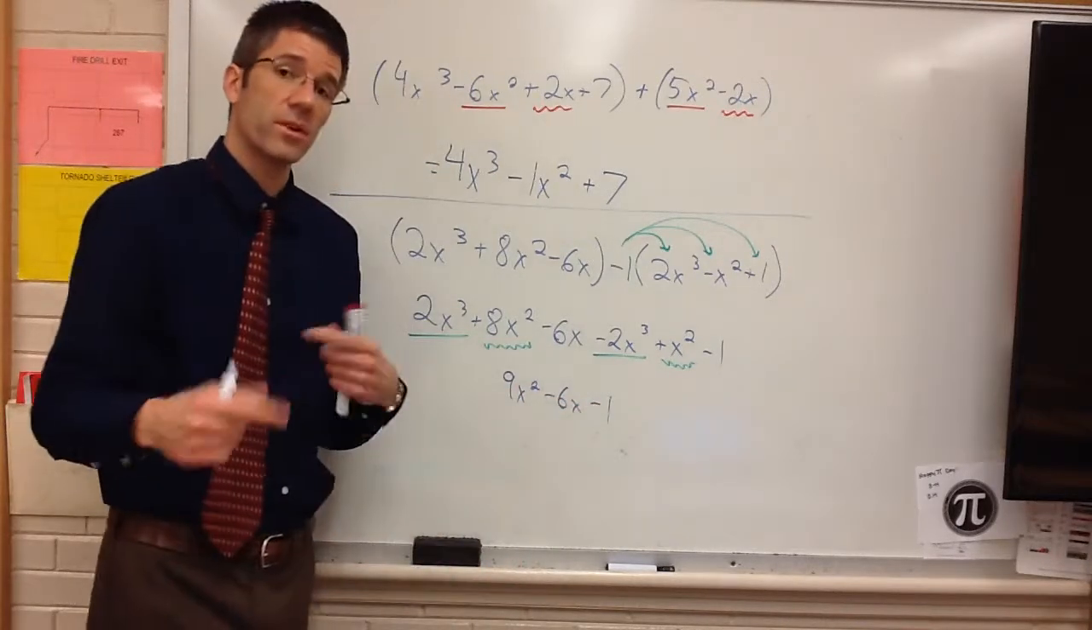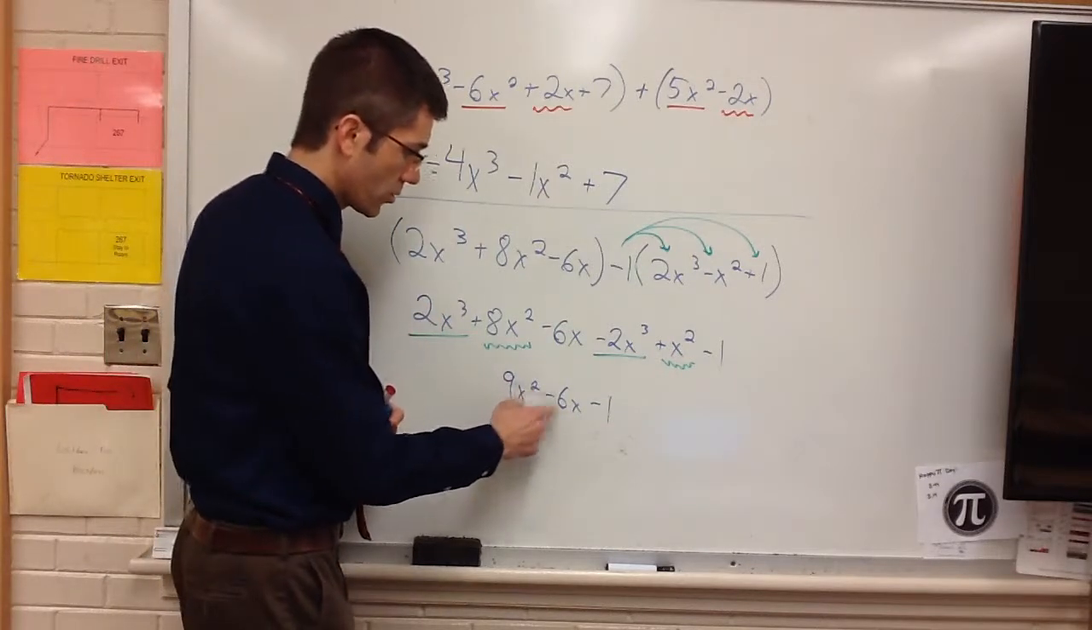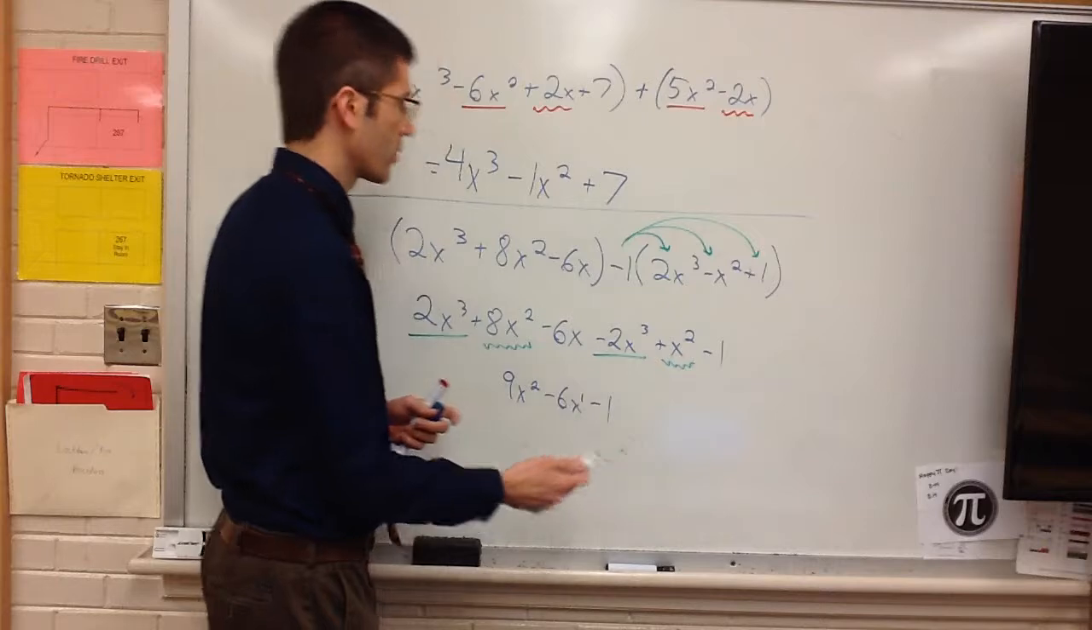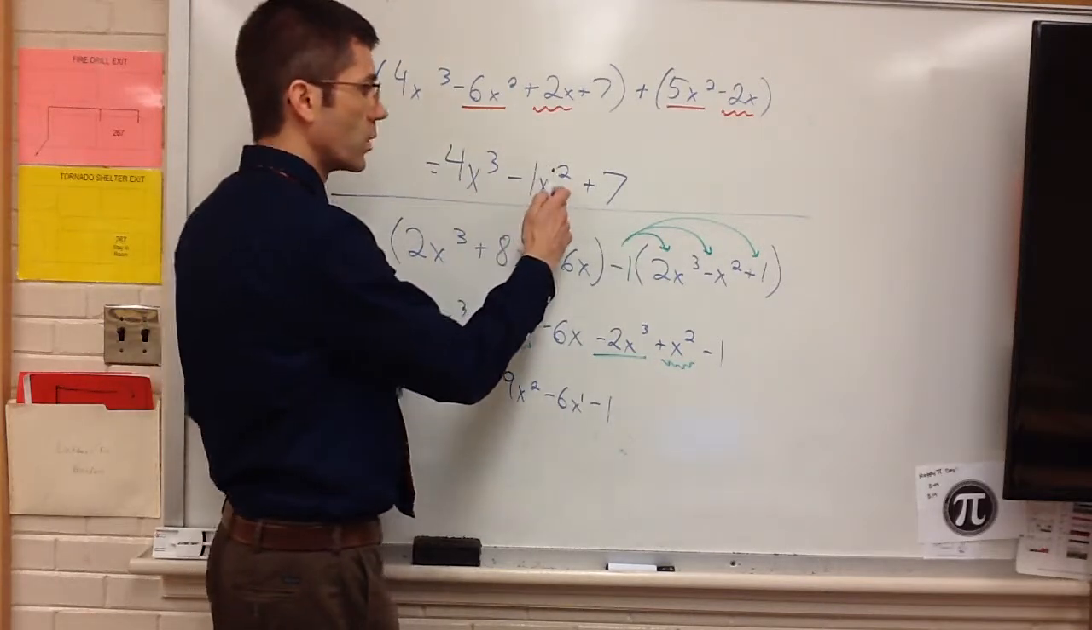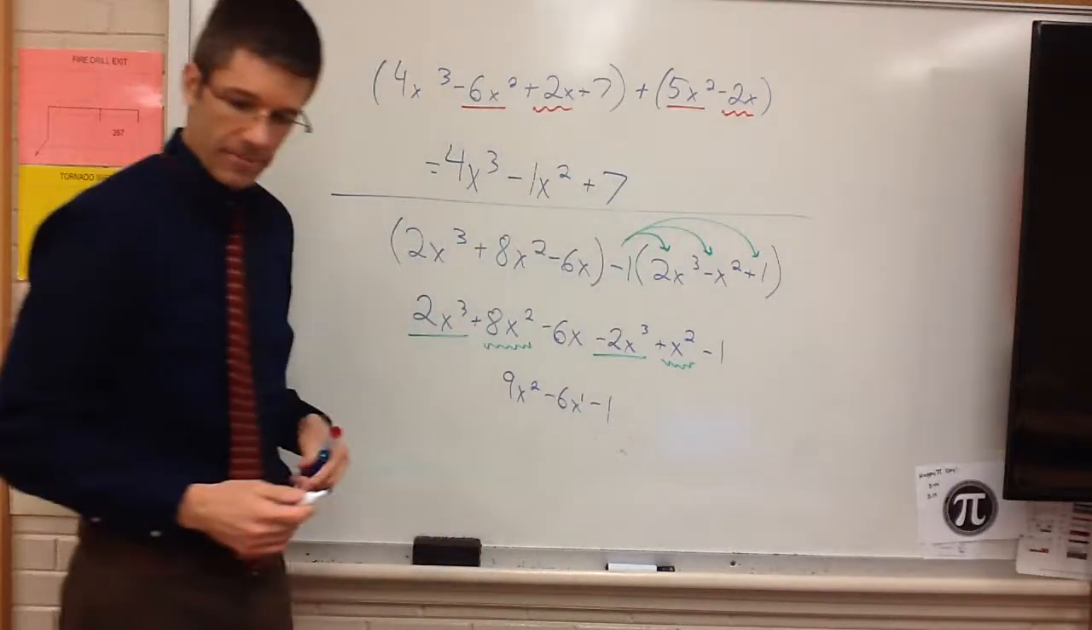And notice the exponents are going from highest to lowest in descending order, going down. So 2, 1, technically 0. Or in this case, 3, 2, there were no x to the firsts, and then none.